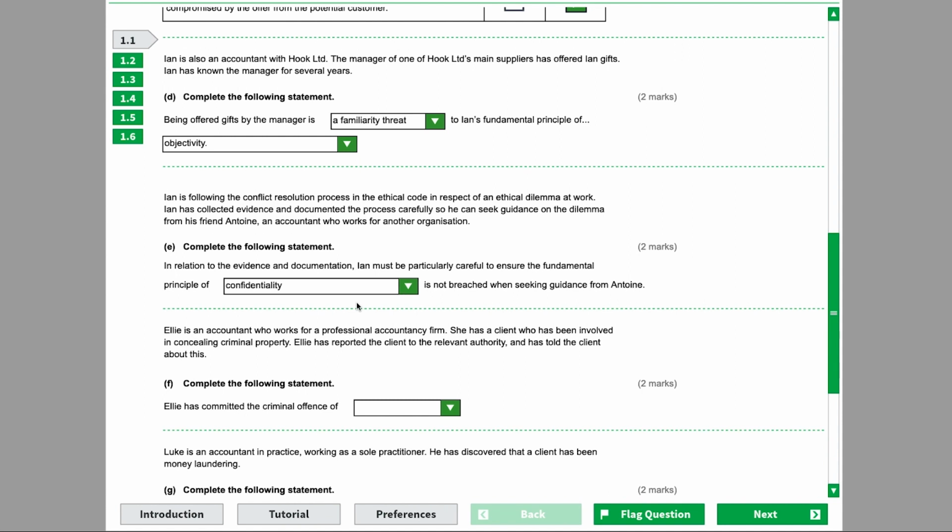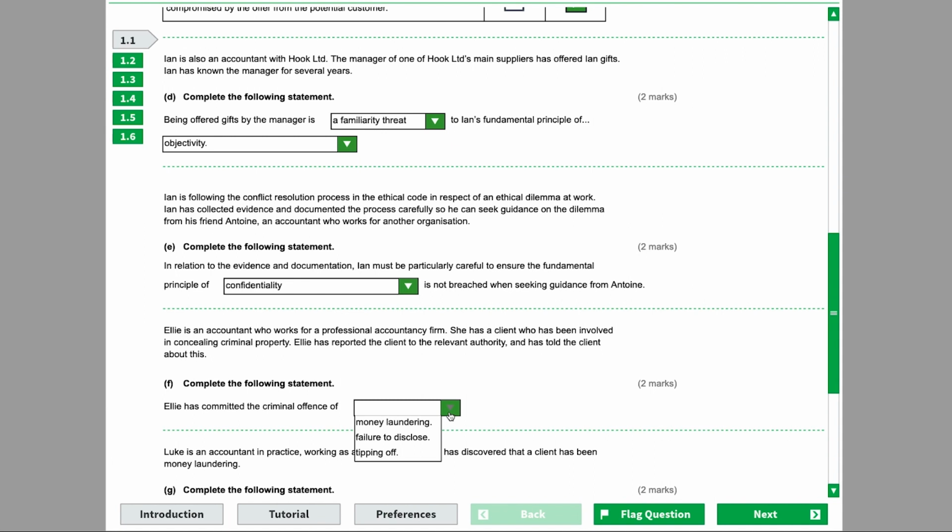The next one then. Ellie is an accountant who works for a professional accountancy firm. She has a client who has been involved in concealing criminal property. Ellie has reported the client to the relevant authority and has told the client about this. Part F then, complete the following statement. Ellie has committed the criminal offence of, and then we have three options. We have money laundering, failure to disclose, or tipping off.